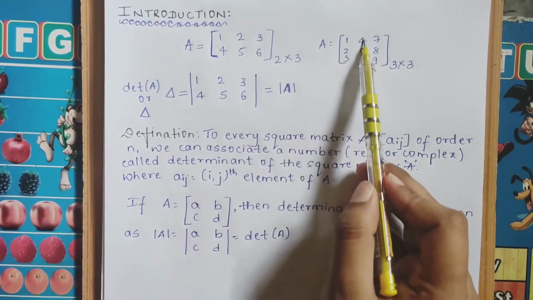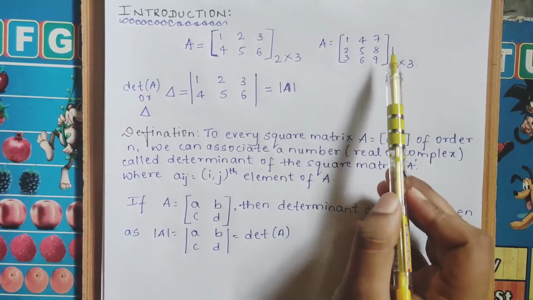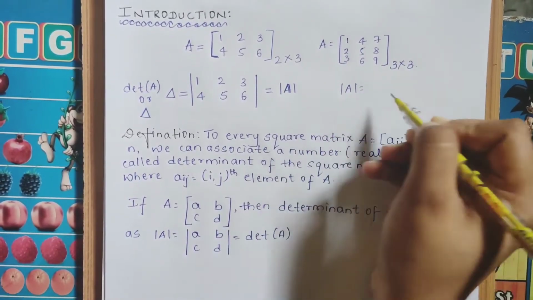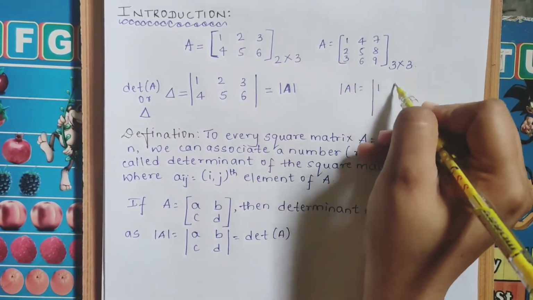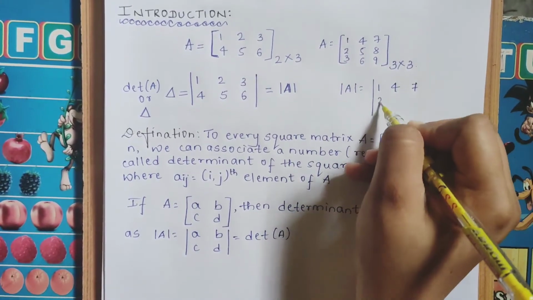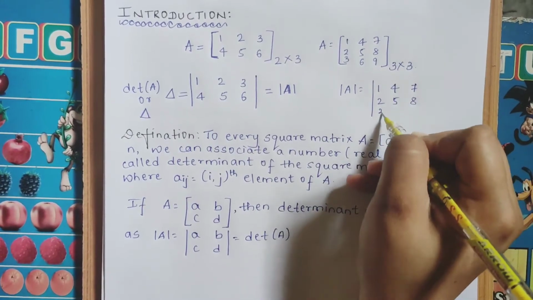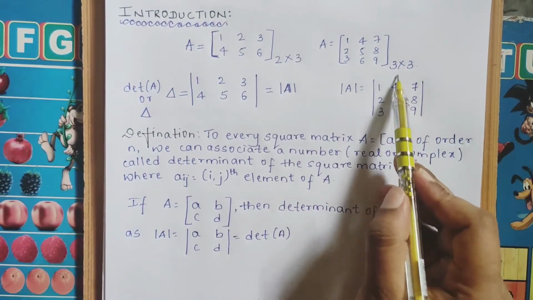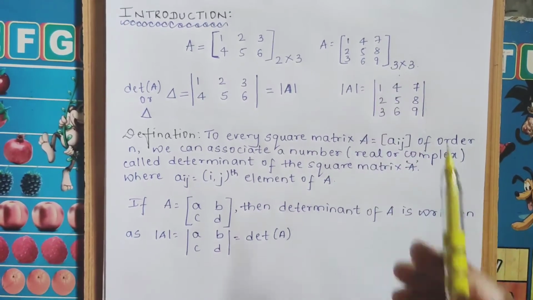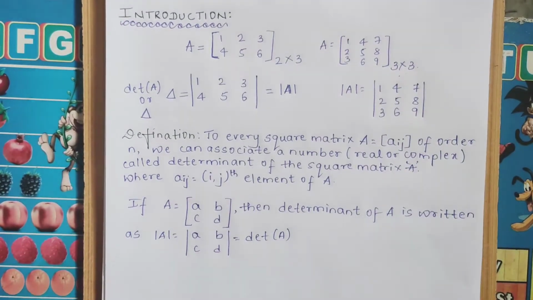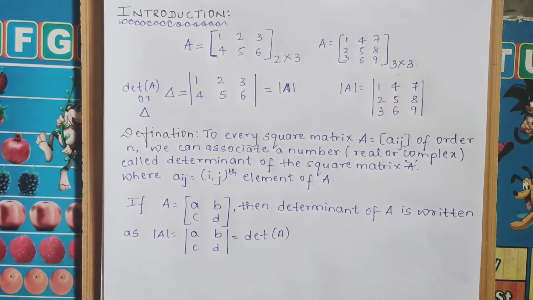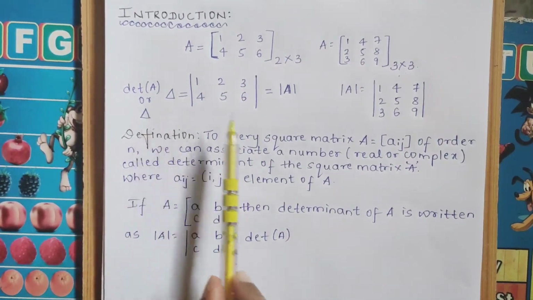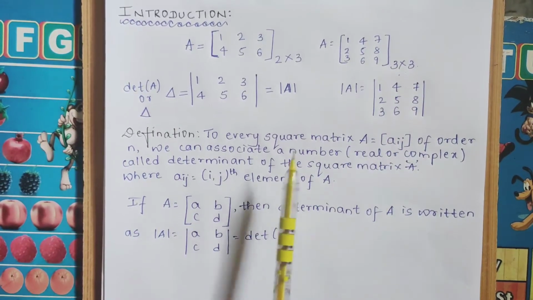Okay, this matrix and its determinant, how will you find it? Determinant A is just taking 1, 4, 7, 2, 5, 8, 3, 6, 9 and so on. See, the order should be a square matrix, 3 cross 3. Okay, this was just for the intro. I wanted to show how it gets converted, but your determinant can be found only for a square matrix.